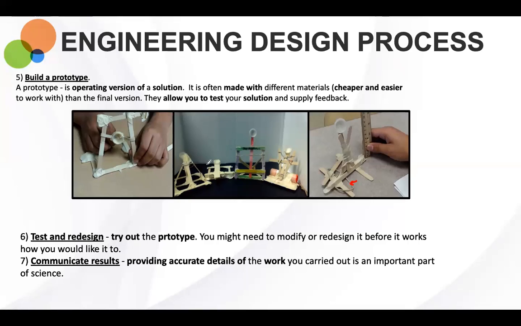Number 6 says we're going to test and redesign. So we're going to try out the prototype. We're going to look at whether it actually works, and we're going to need to modify it and redesign it before it works the way that we want it to. We're going to test it. We're going to ask others for help, and we're going to redesign it. We're going to make different changes, what needs to be improved, what needs to be omitted.